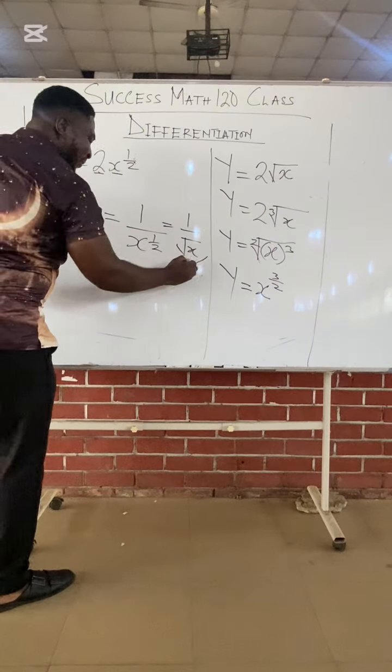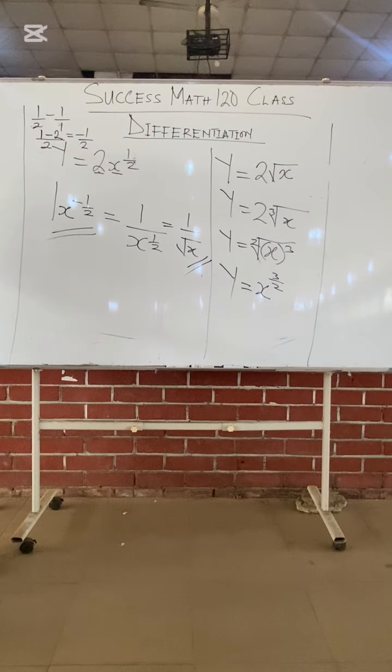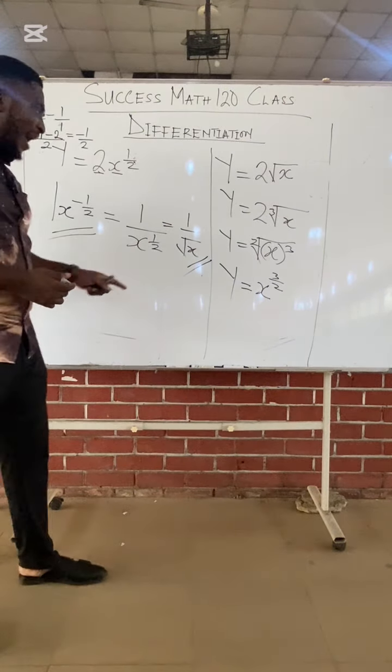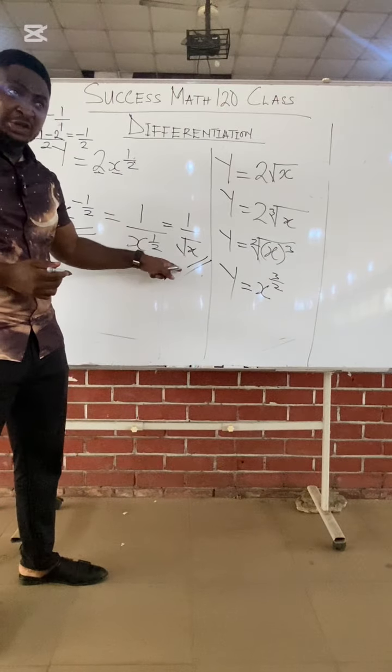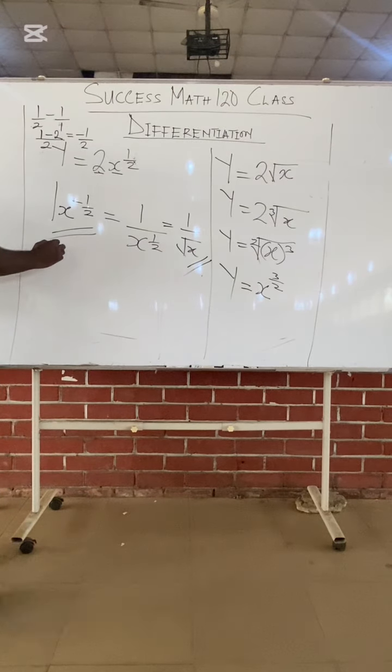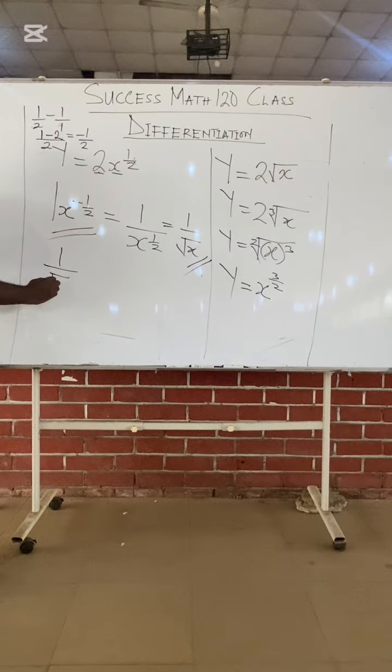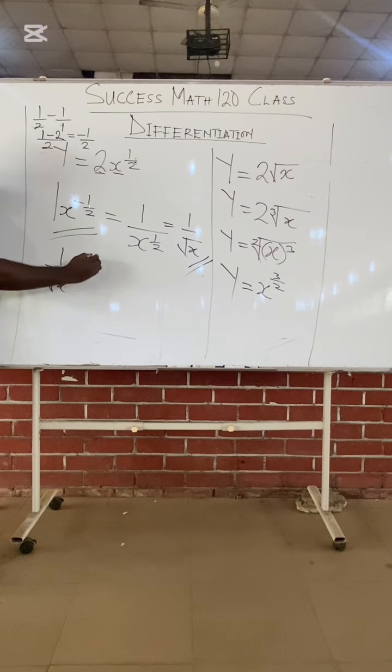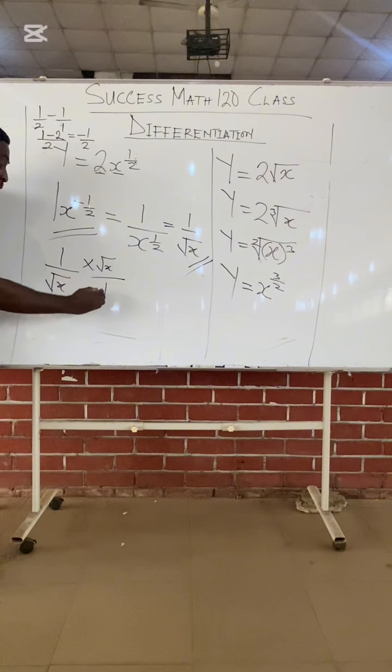Now, this should be the final answer, but we're still not done. Why did the lecturer decide to increase the level of wickedness? By rationalizing the denominator. Rationalize the denominator. So 1 over root x. Class, when you want to rationalize the surd, take the surd below and multiply both up and down by that surd. Multiply both up and down by root x.